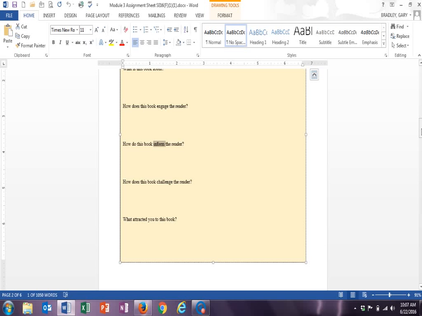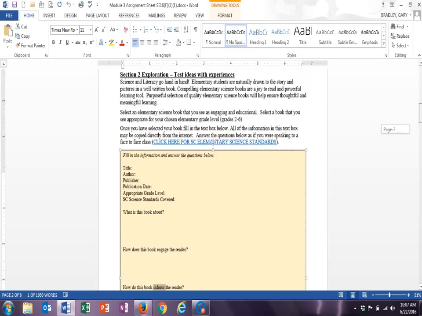And what has attracted you to this book? And this is, of course, your own opinion. What is it that you like about this book? What is it that you think is going to inspire your students? What do you think that your students are going to take away from this book? So just a few sentence summary on each one of these things.